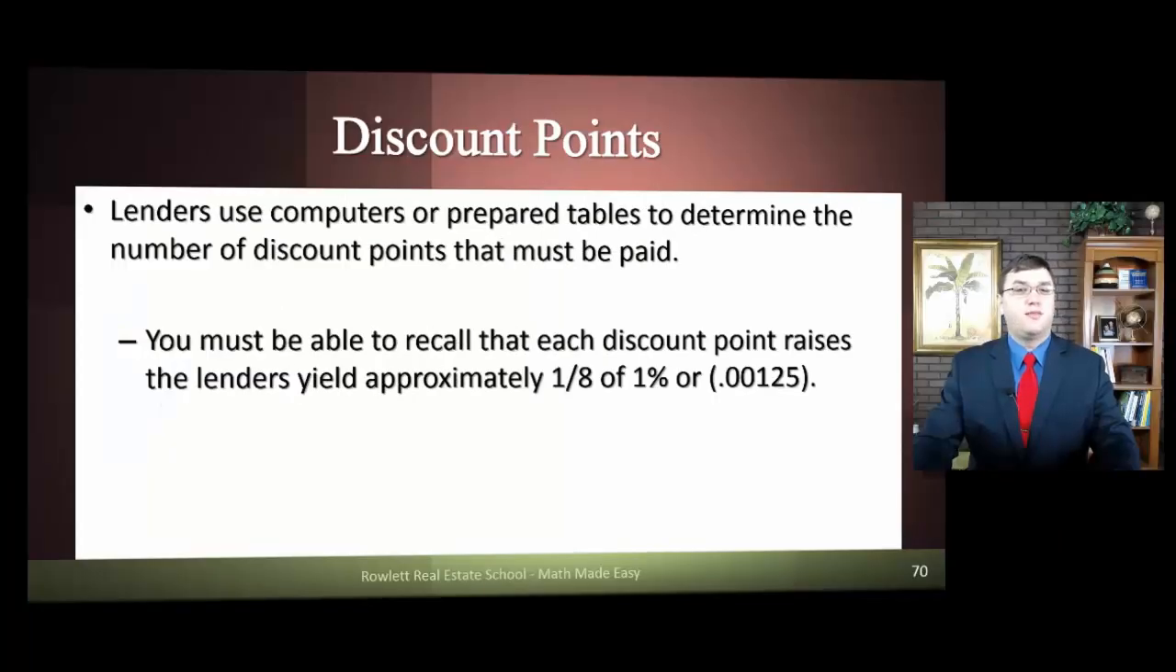Now, you must be able to recall that each discount point raises the lender's yield by approximately 1/8 of 1%. That information alone can be a state test question. That was one of the ones I had. But you have to be able to recall 1/8. And the 1/8 matters when they're asking for the lender's yield on the loan.